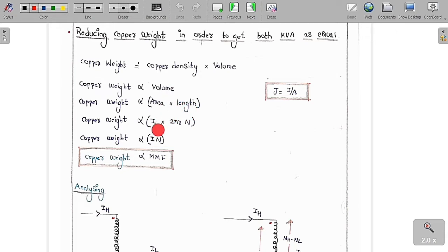Area is directly proportional to current, and length is equal to 2 pi r into the number of turns n. Therefore, it is directly proportional to current into number of turns. Current into number of turns is called the MMF. So copper weight is directly proportional to MMF. More is the MMF, more is the copper weight. This is the concept we are going to see here. So current density is equal to current per area.